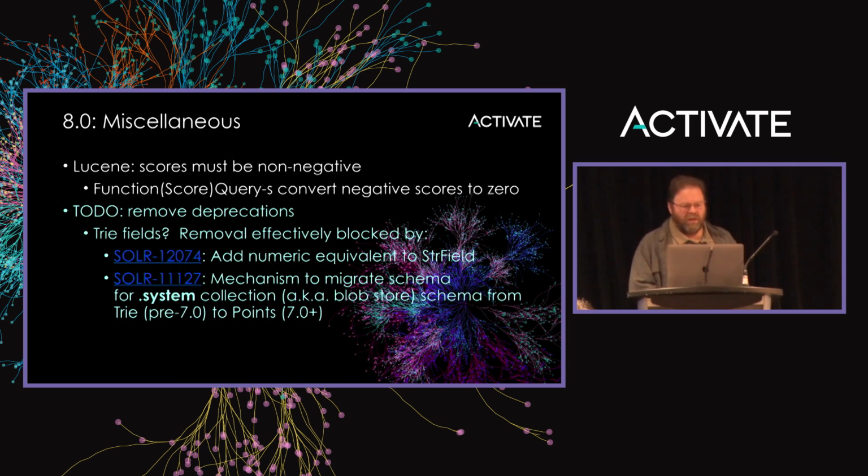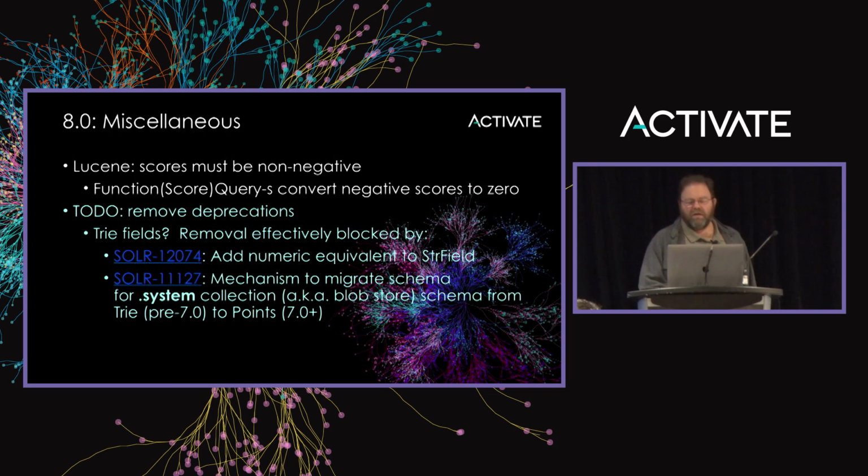In 8.0, last topic, Lucene is starting to require that scores are non-negative. So function queries will convert negative scores to 0. There's a to-do. Many deprecations have not been removed yet from 8.0, and the biggest of these, or the biggest impact, I would say, are Trie fields. And it's still up in the air whether or not that will actually occur.